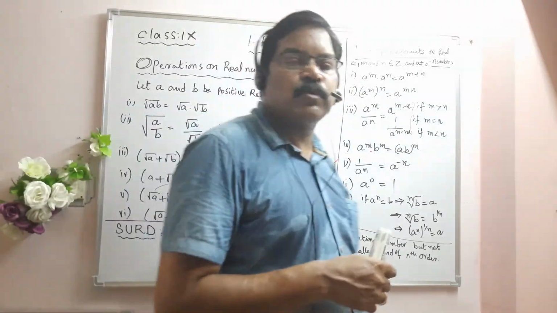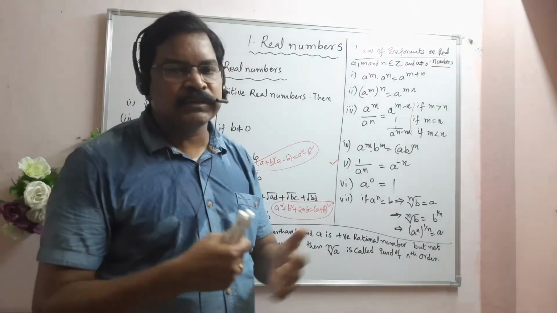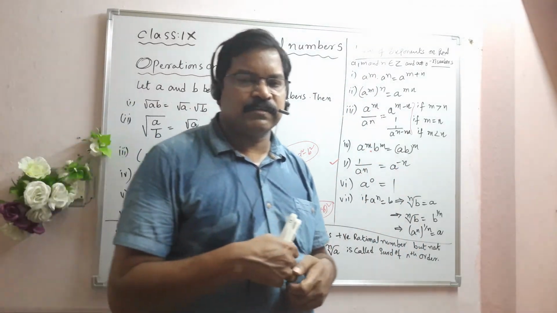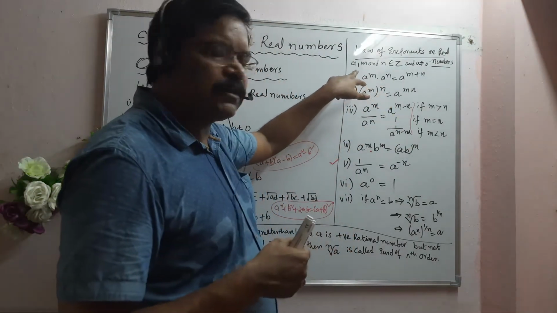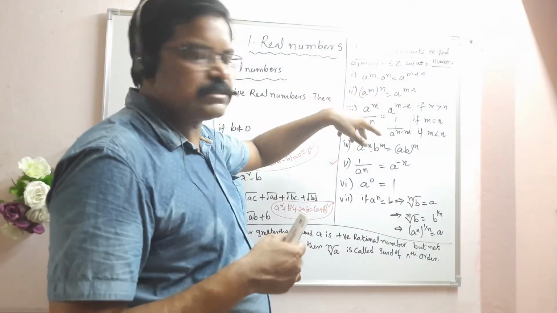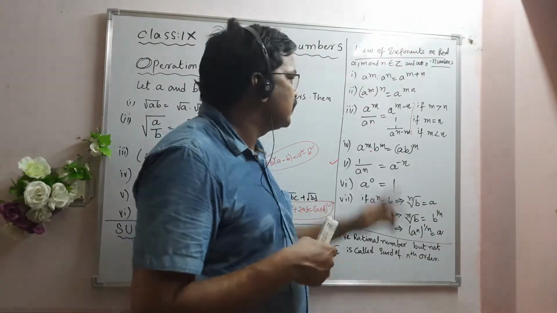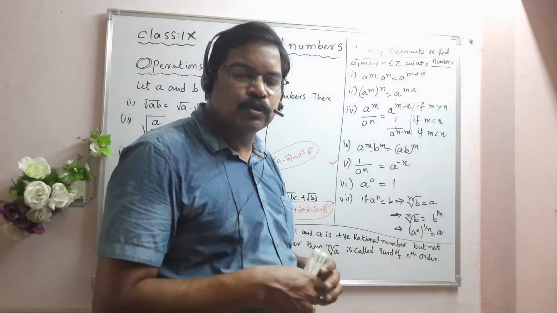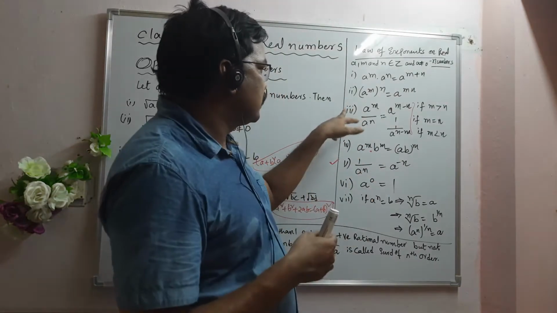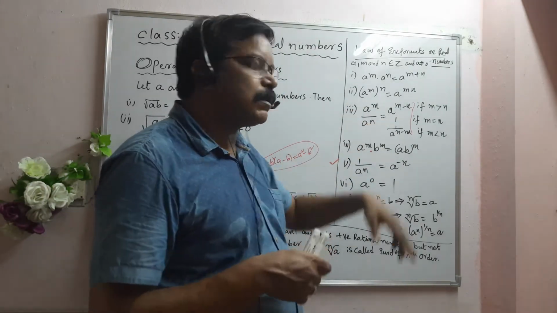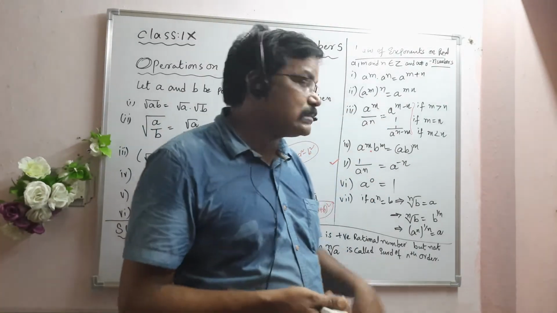The laws of exponents on real numbers you have been learning from class 9. See, you are very familiar with these laws of exponents. a power m times a power n is equal to a to the power of m plus n. a power m whole power n is equal to a to the power of mn. And third one, a power m by a power n is equal to a power m minus n.